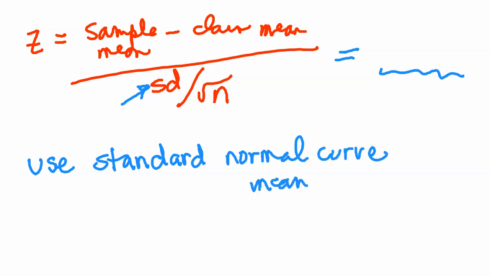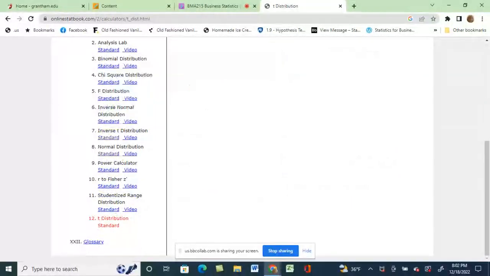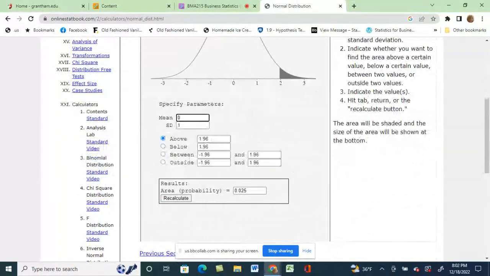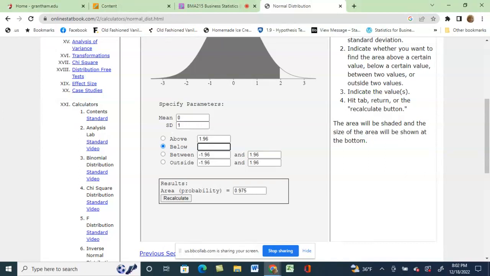With the mean 0 and standard deviation 1, okay? So if you use that formula, then when you go to the normal calculator, you're going to use the mean to be 0, the standard deviation 1, and then whether it's below, above, whatever. Let's say it's below. Since you found the z-score, that's what you would type in right here. You would type in whatever z-score you had, and that would give you the same answer as if you typed in the mean.